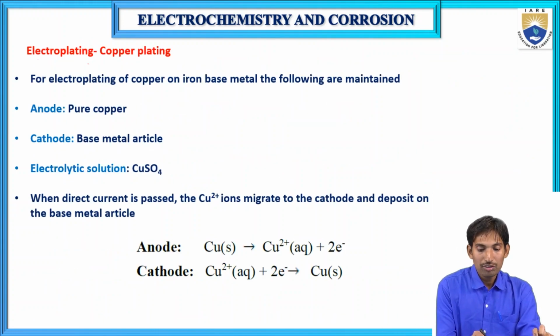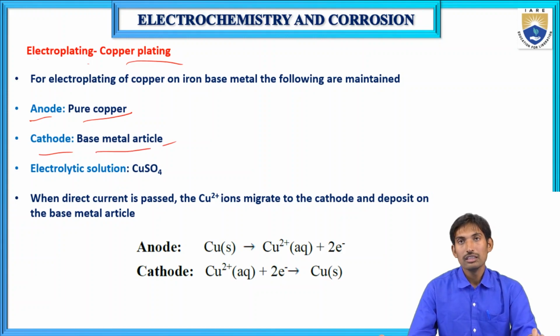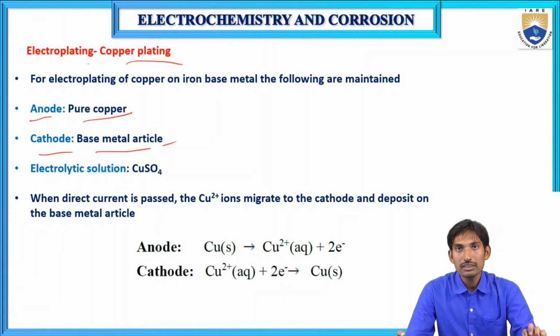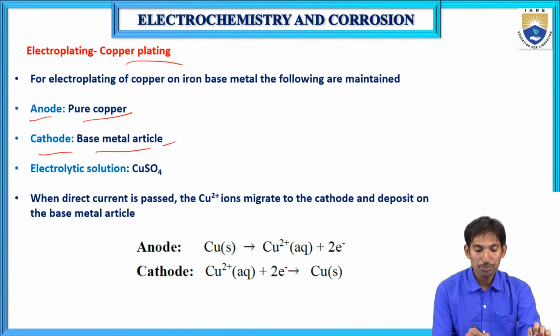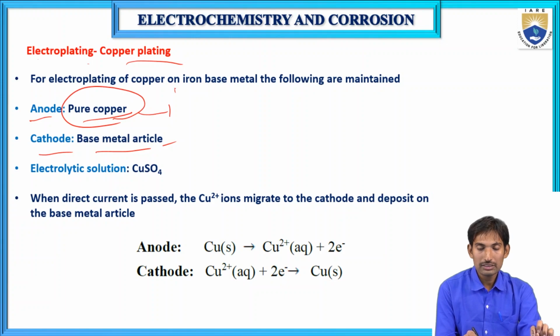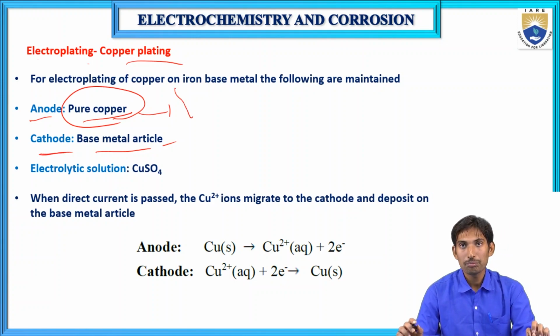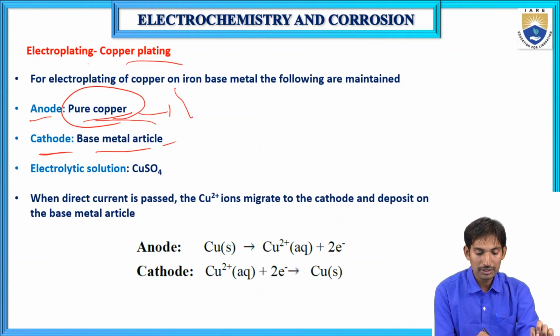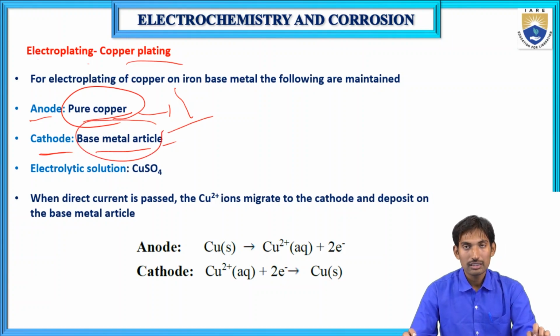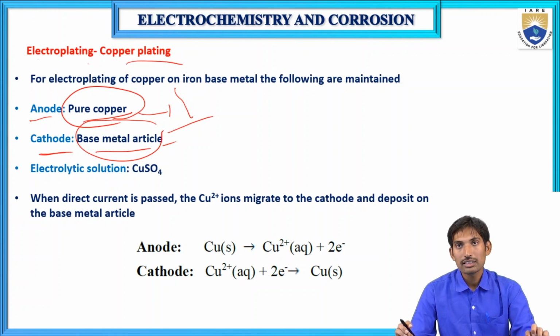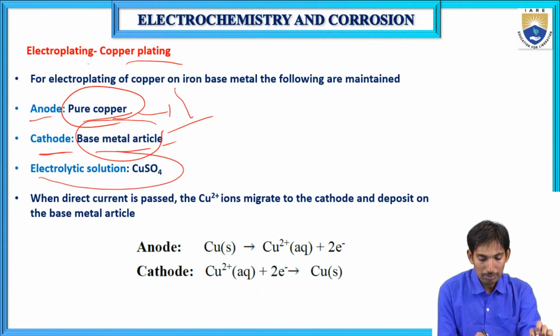See, electroplating of copper, copper plating. In this, what are you doing? The anode is pure copper, the cathode is our base metal article. In this, the anode coating metal is pure copper, which acts as anode. So we have to connect this pure copper to the positive terminal of the battery, and the cathode is our base metal, which is to be protected. So we have to connect this base metal to the negative terminal of the battery. At the anode, oxidation takes place. At the cathode, reduction takes place. The electrolyte solution is copper sulfate.